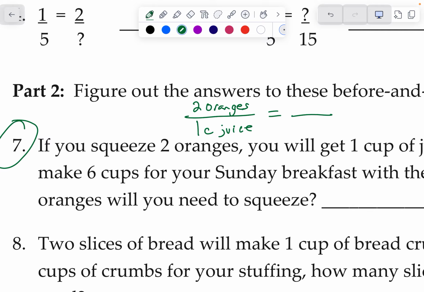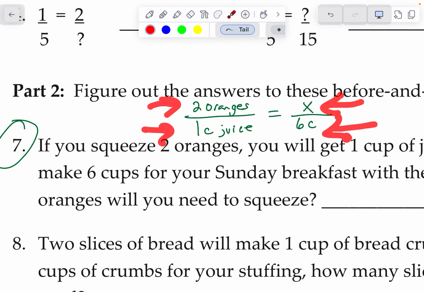Now, if you take a look, the 6 cups is what we want of juice. So that's why you have to put the 6 cups down there and your unknown, how many oranges on top. So just make sure that if you put oranges over juice on the left, that you put oranges over juice on the right, or your proportion will not be set up properly. Okay? And then to solve it, remember, we're going to cross multiply.